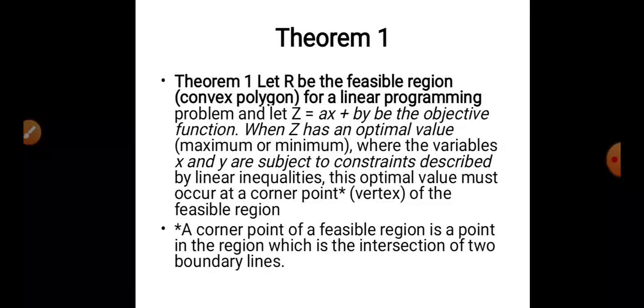We have got a shaded portion in the form of a quadrilateral OABC, and the corner points are O, A, B, C. It means we will get the maximum value of z on one of these 4 corner points. A corner point of the feasible region is the intersection of 2 boundary lines. Where the 2 boundary lines intersect, that intersection point is called the corner point.